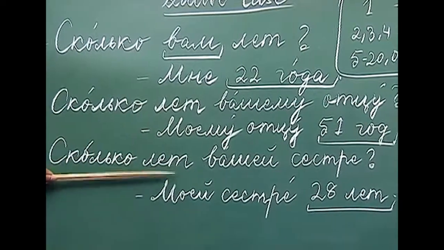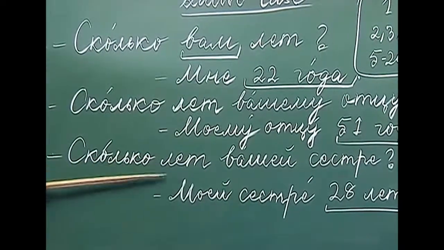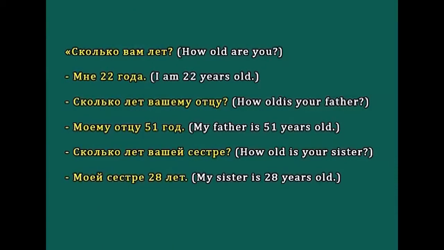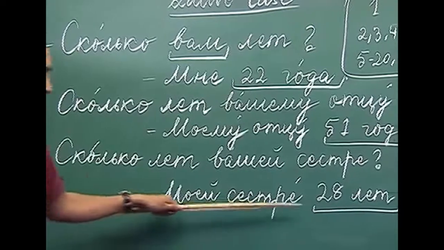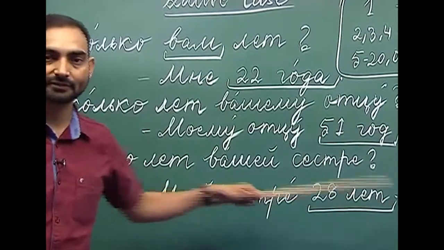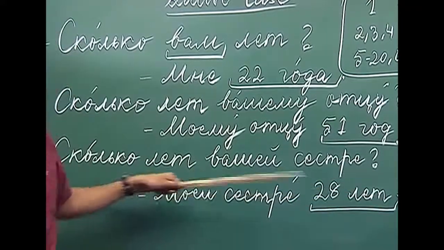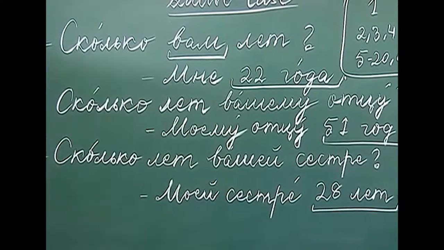Now, the third interrogative sentence here is "Skolka let vashe sestre". How old is your sister? "Moje sestre 28 let." My sister is 28 years old.